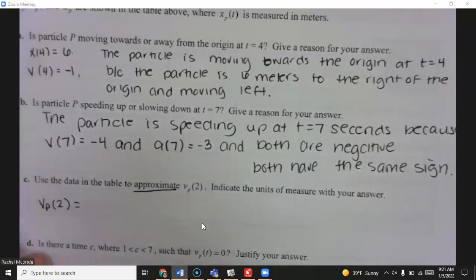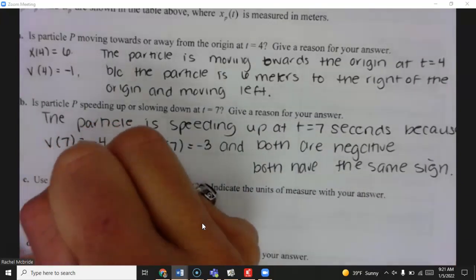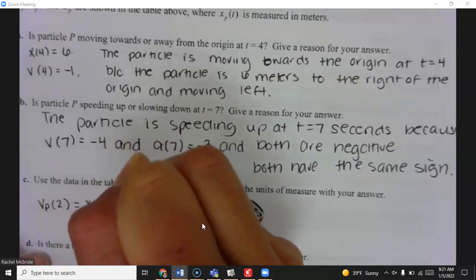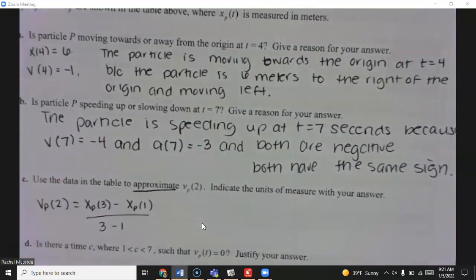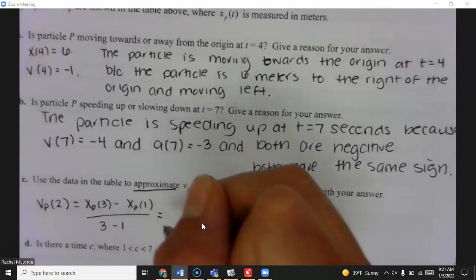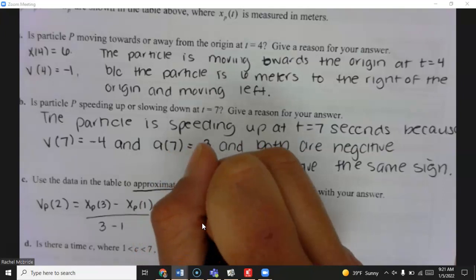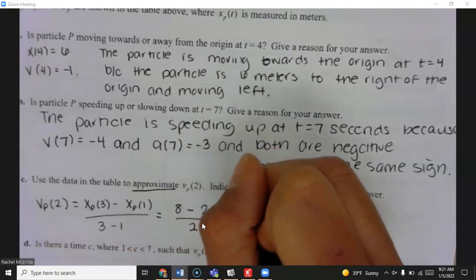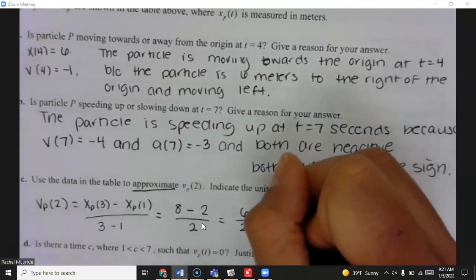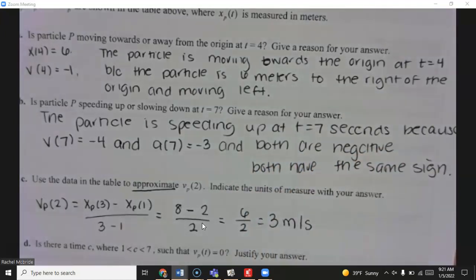So you're going to use x of 3 minus x of 1 to approximate the velocity at 2. So you use position to approximate velocity. And it said indicate your units of measure. So again, position is meters over change in time. So your units are meters per second.